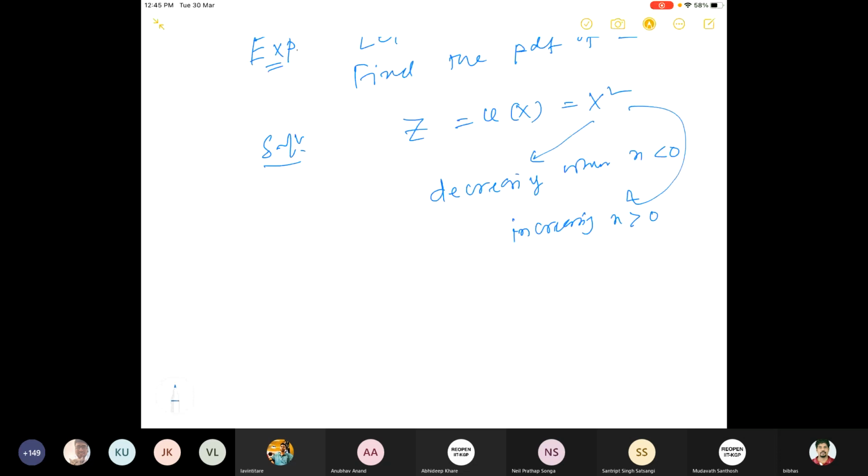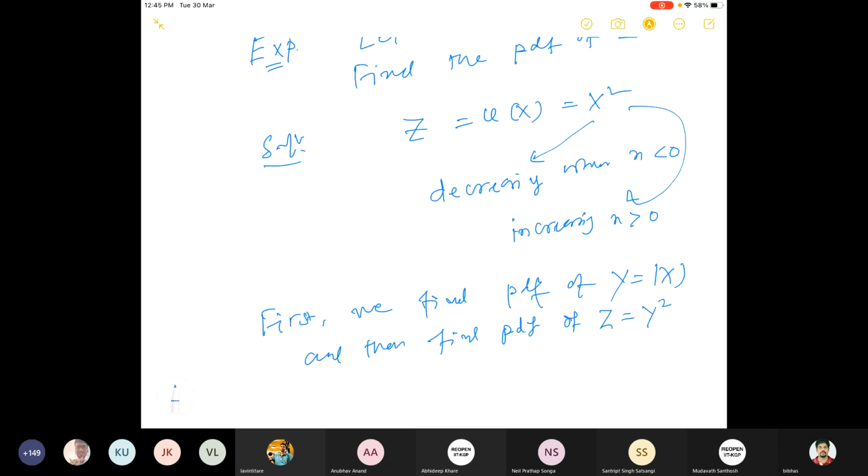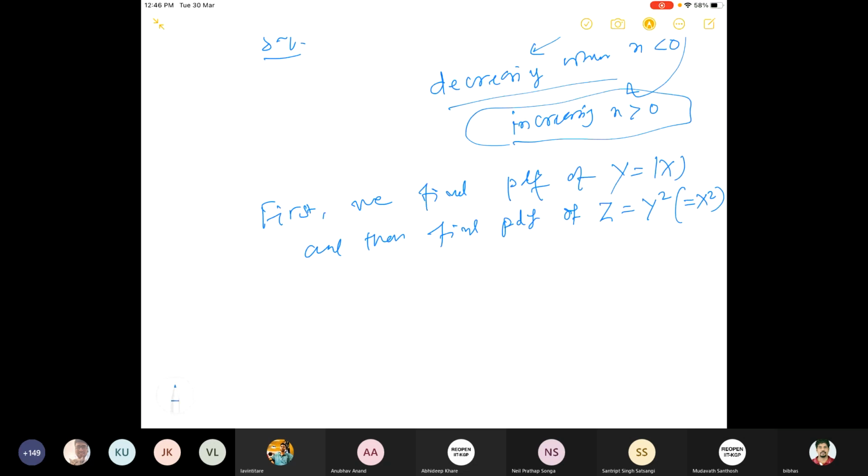In order to make use of the theorem, we'll do two things. First we'll use a trick. Let's say first we find the PDF of a new random variable y, which is mod x, and then find the PDF of z, which is equal to y square, and y square is nothing but x square here. Since mod x is positive, this function is now increasing. So we make use of these two facts together.